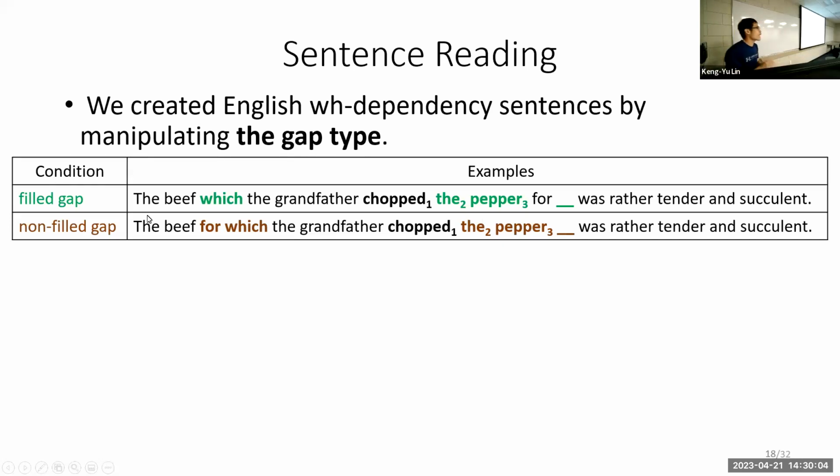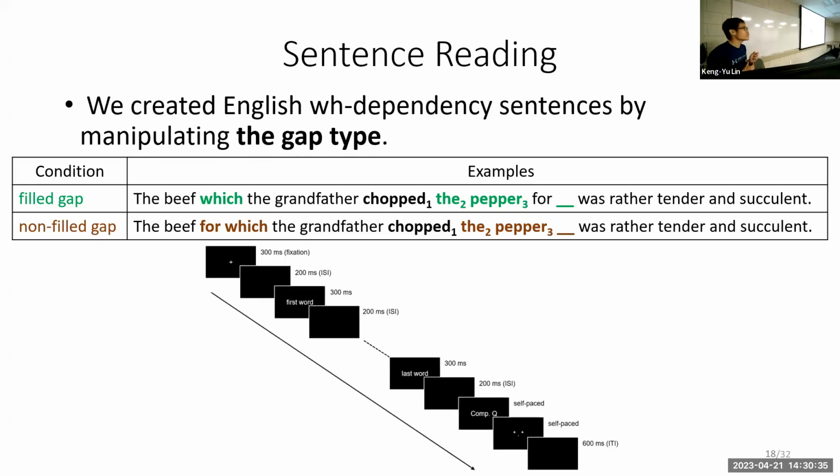But for the non-filled gap condition, we have a fronted preposition along with the WH word. This would disambiguate the gap downstream, meaning that participants would not expect a gap right after chop because of for, which would disambiguate the gap. I myself don't really have the intuition about it, but I believe native speakers might tell the differences between these two types. Right. And the sentence is presented word by word, right?